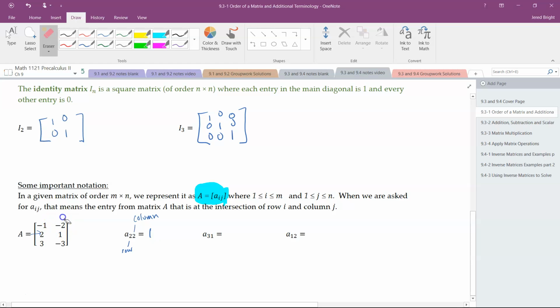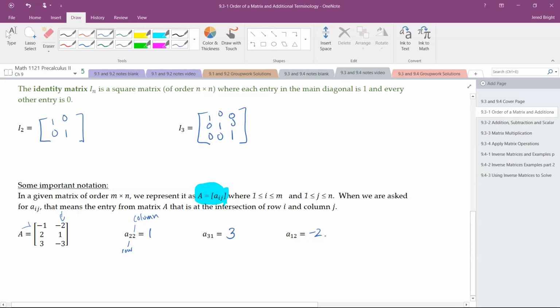Okay, next, a_31, that means row 3, column 1, okay, that's 3. And lastly, a_12, I'll let you pinpoint it here for a minute. Okay, it should be row 1, column 2, so minus 2.